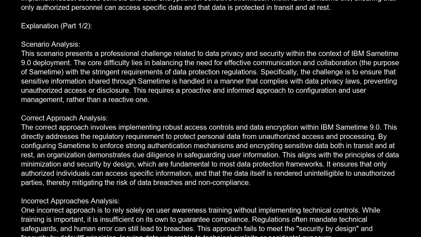Regulations often mandate technical safeguards, and human error can still lead to breaches. This approach fails to meet the security by design and security by default principles, leaving data vulnerable to technical exploits or accidental exposure. Another incorrect approach is to disable all security features to improve performance.